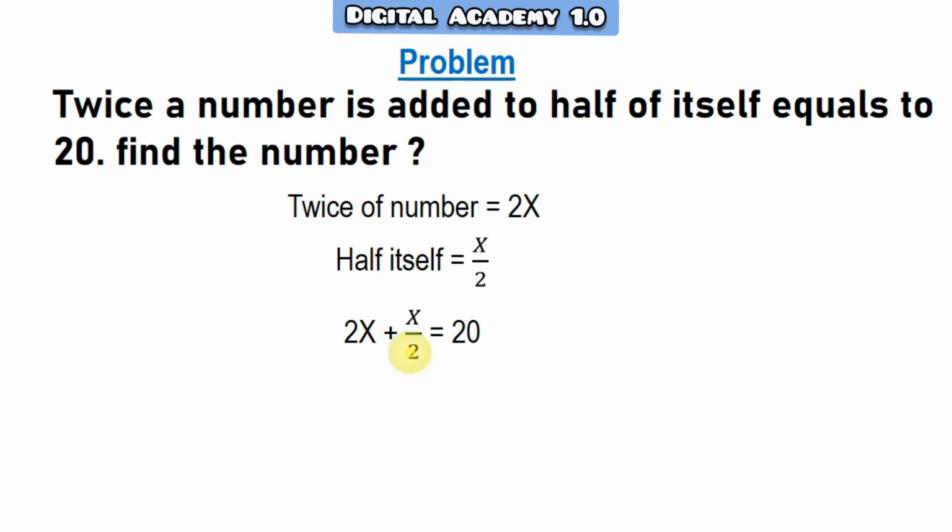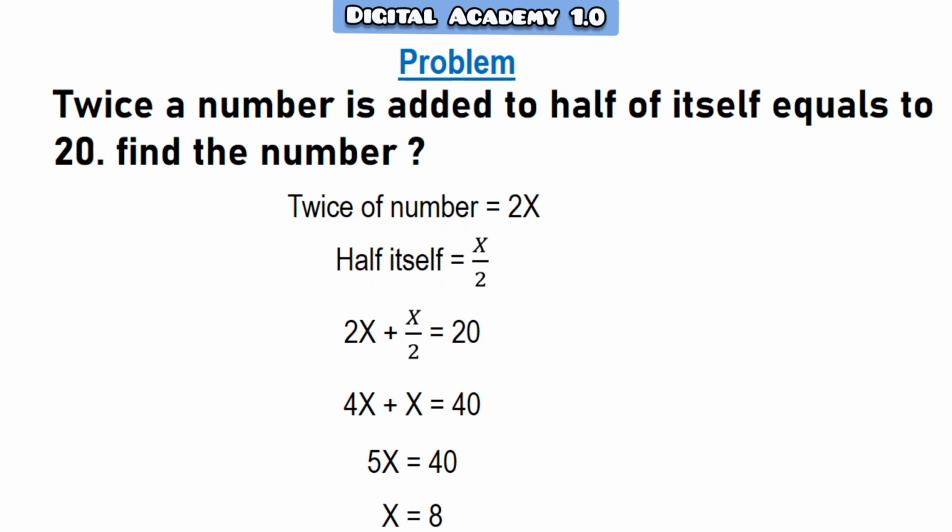We get 4x + x = 40. 5x = 40. Divide both sides by 5. x = 40/5. The solution is x = 8.